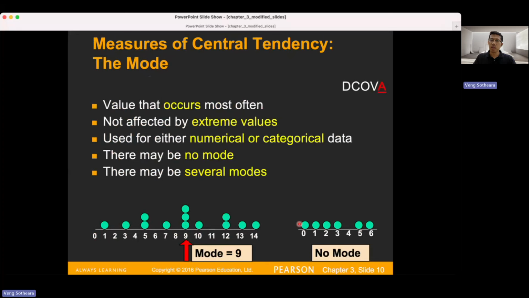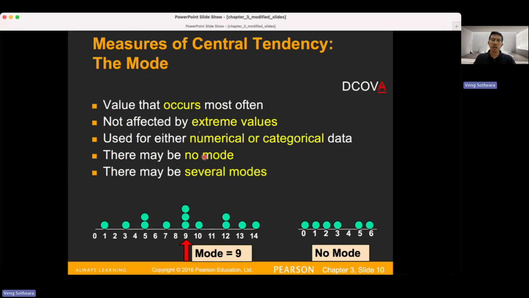If your data set is like this, we would say that there is no mode because the frequency of those values are all 1. No number appears more than the others. If you add one more value inside this data set, let's say one more 12, you will have two modes, 9 and 12. So in contrast to the mean and the median, mode may have several values, and there may even be no mode at all.